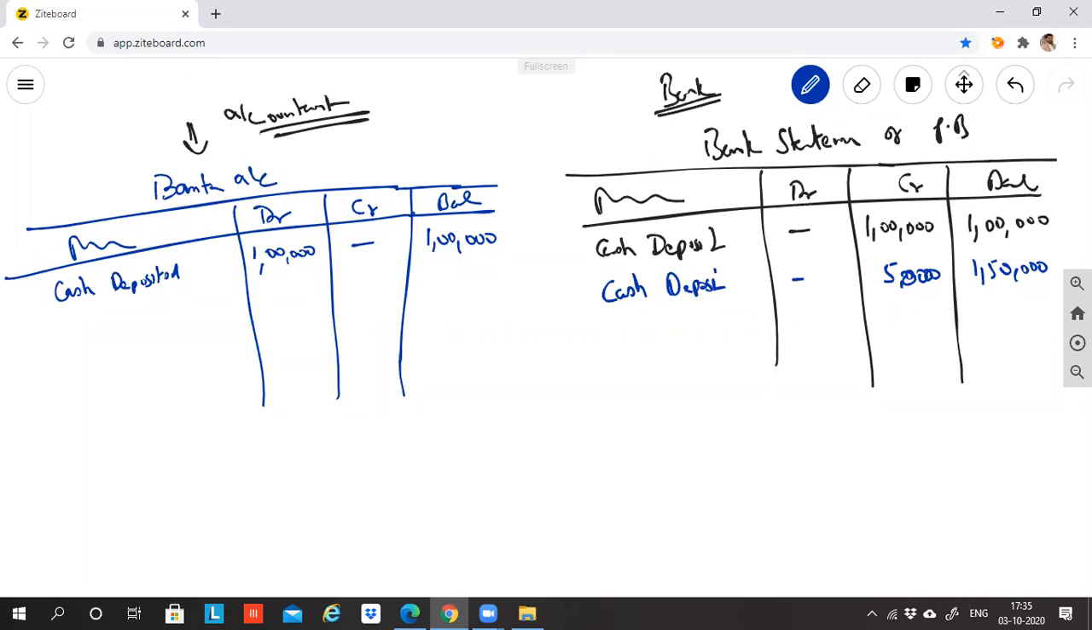Yes, sir. 50,000 rupees is the amount already deposited. Your customer has deposited 50,000 rupees. Now the balance is 1,50,000. What happened is, this gentleman who deposited the money forgot to inform you. He is informing you after a couple of days.